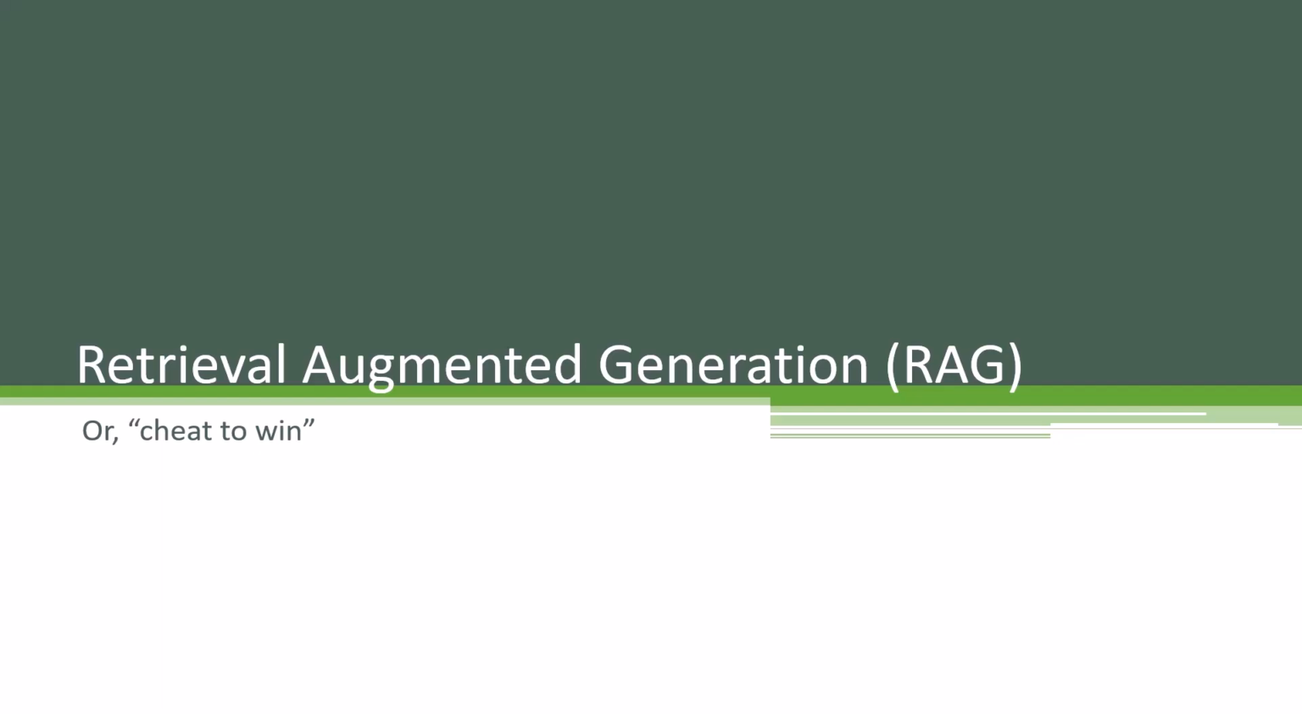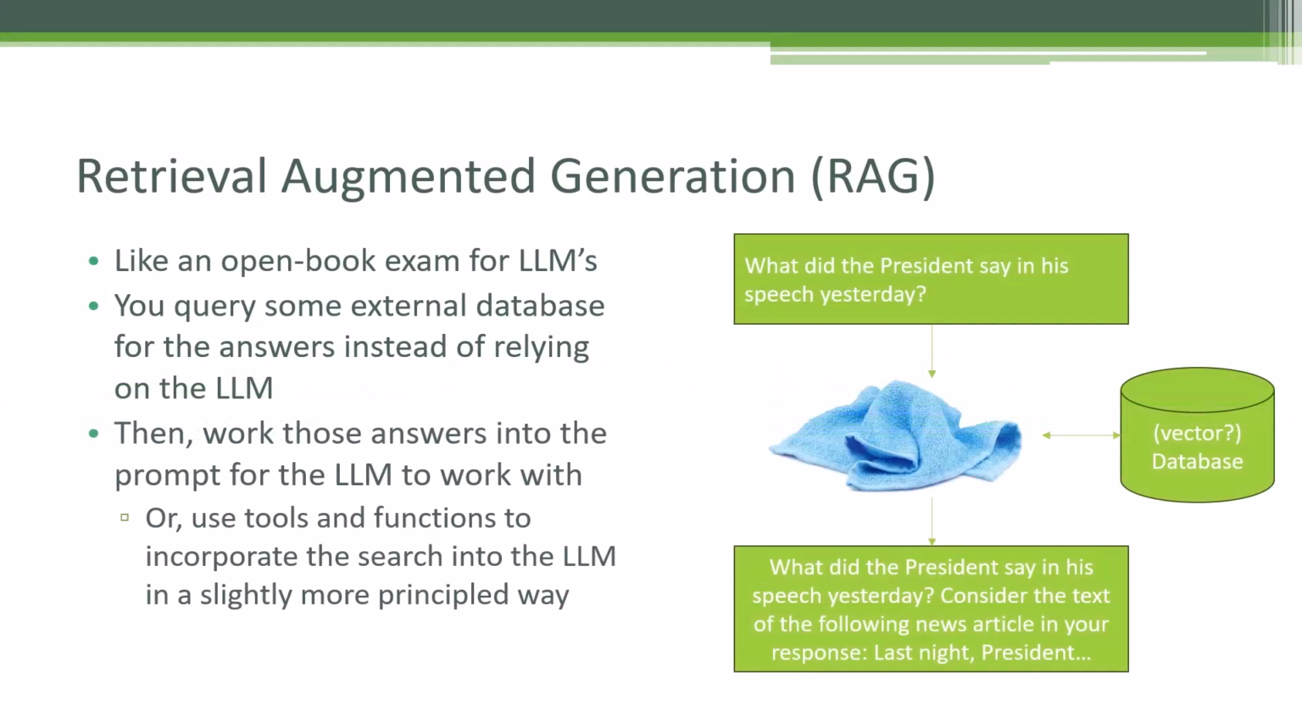So let's talk about what's become a very popular technique in generative AI, retrieval augmented generation, or RAG for short, or as I like to call it, cheat to win. Let me talk about why. So RAG is kind of like an open book exam for large language models, for your generative AI models. And I didn't make that up. They've been calling it that from the get-go.